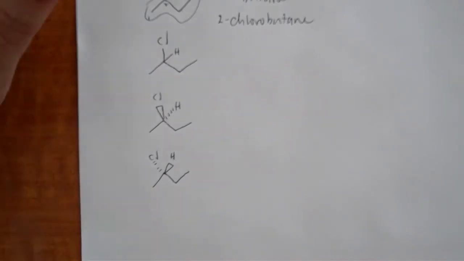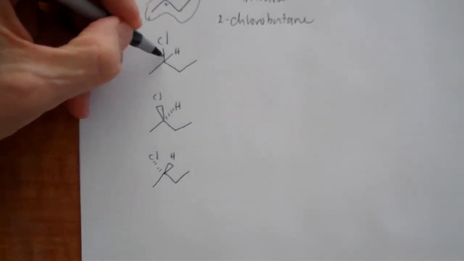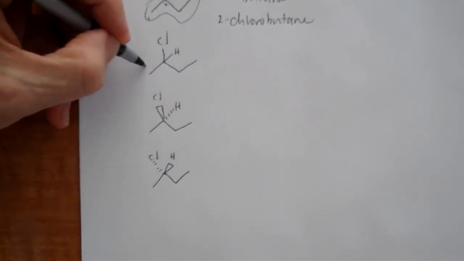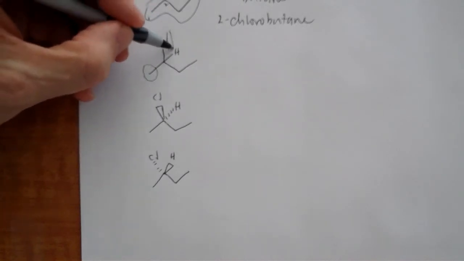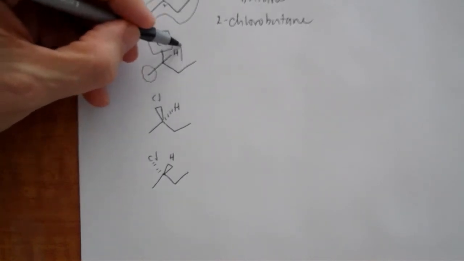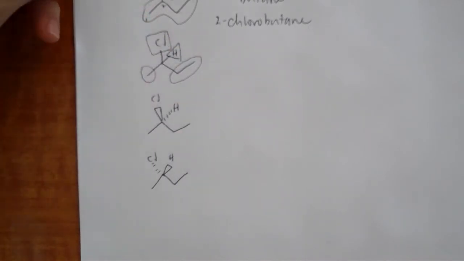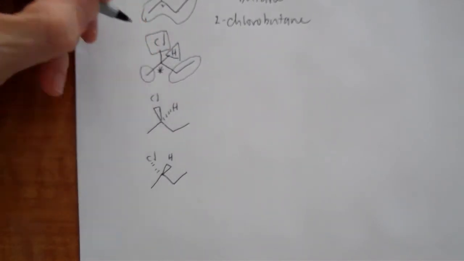So what I said in a previous video was this is an asymmetric center if there are 4 unique things coming off of this carbon. Okay. So what's off this carbon? It's a methyl group. This is chloro. This is a hydrogen. And this is an ethyl group. So indeed, this is an asymmetric center.